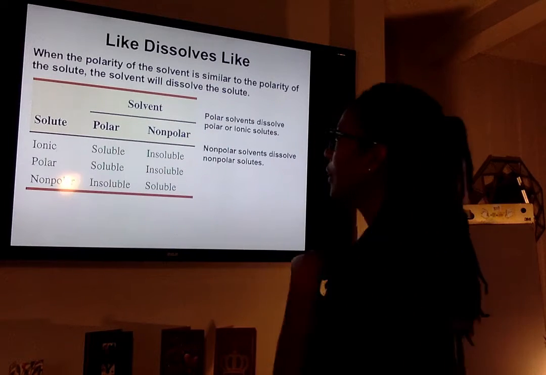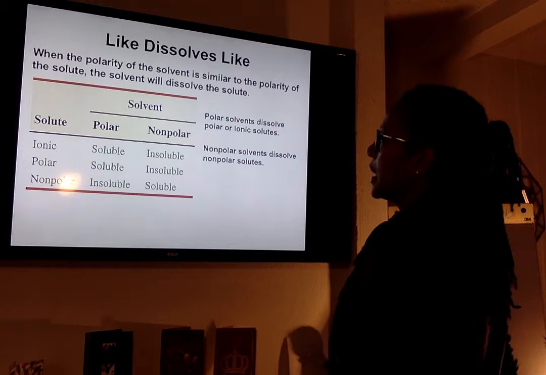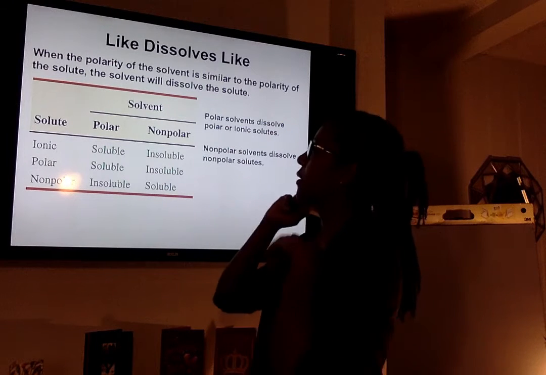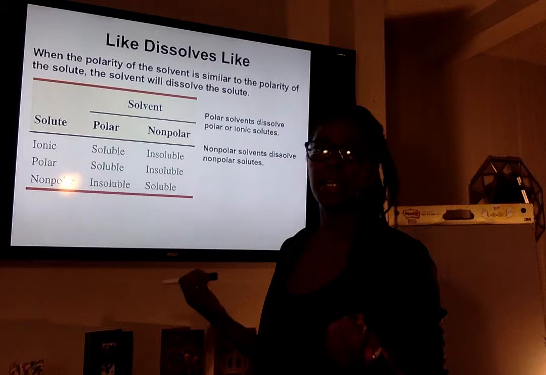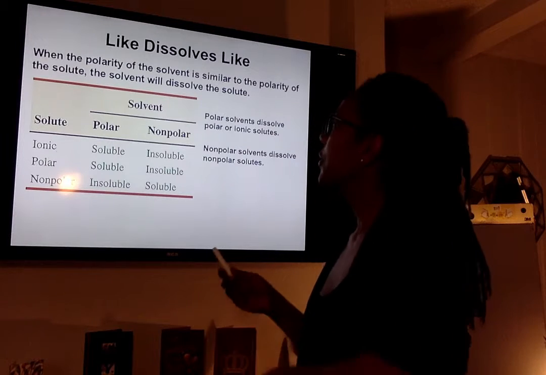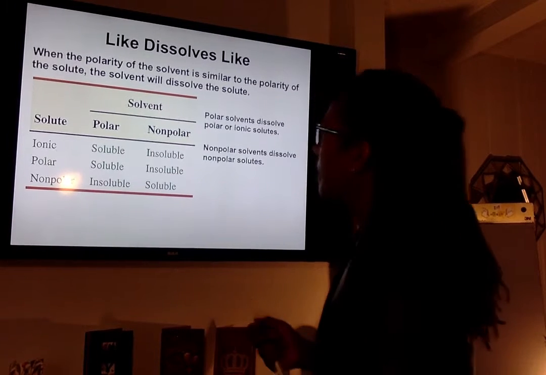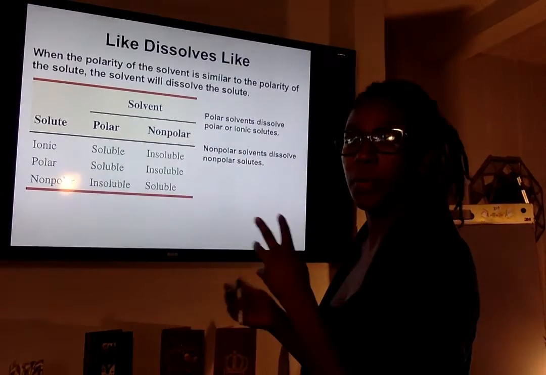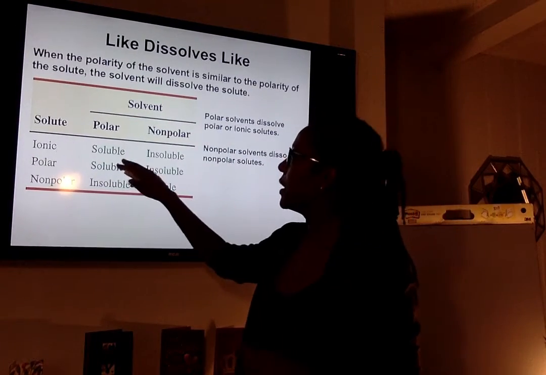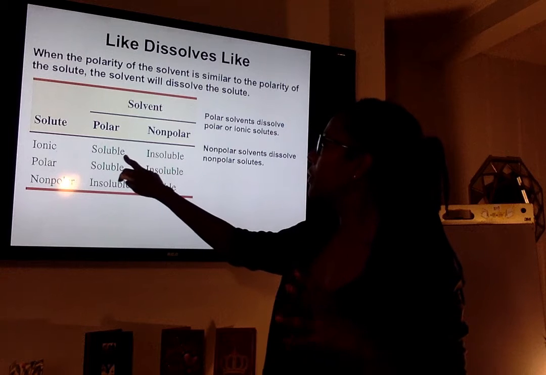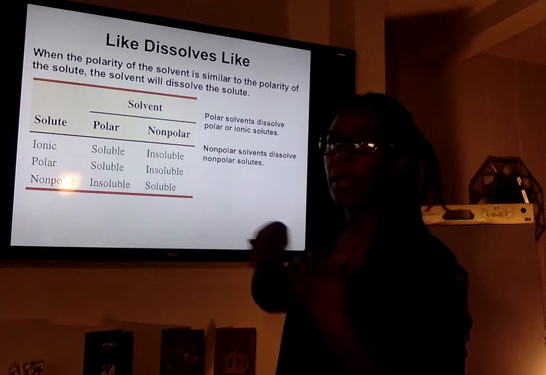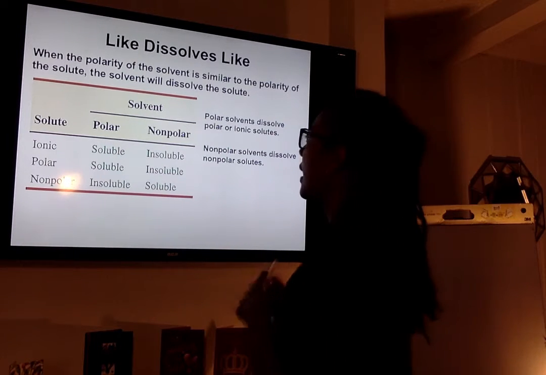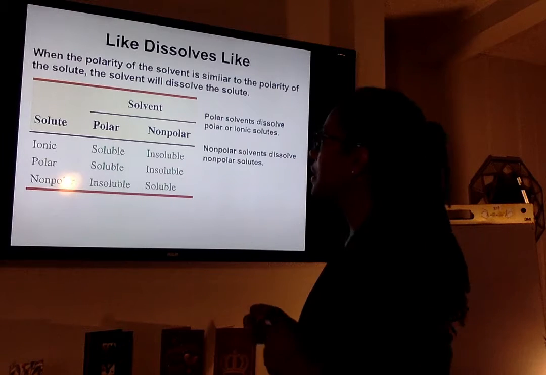So if we are thinking about this, when you have your ionic substance, you're going to have a polar molecule. So you're going to have things that are going to be pooling, there's going to be pools. And so that's going to be soluble, because ionic can be that. And then it's going to be insoluble because it's not polar.